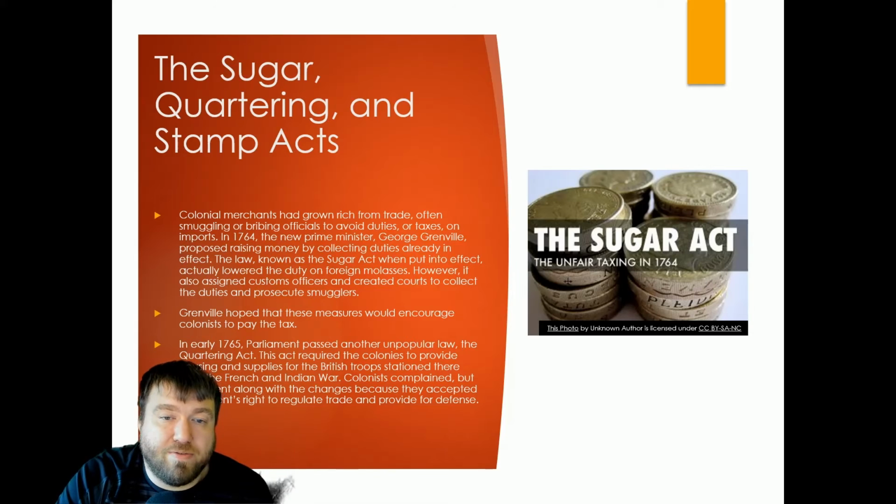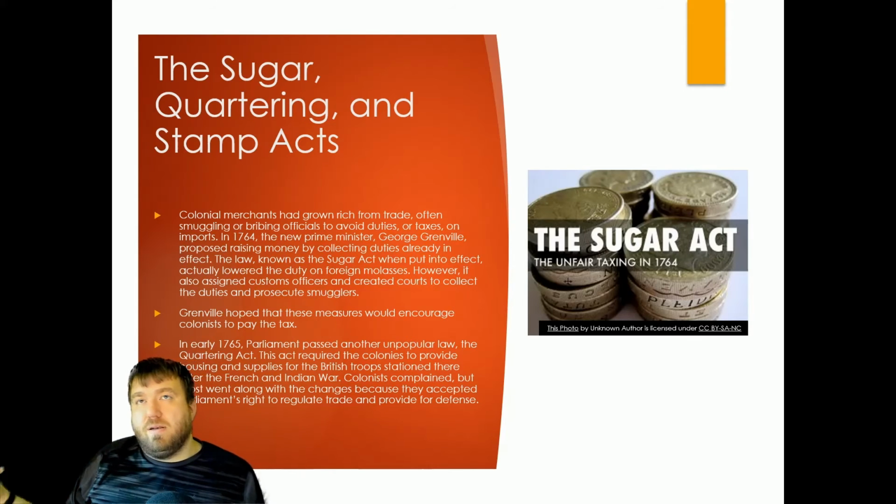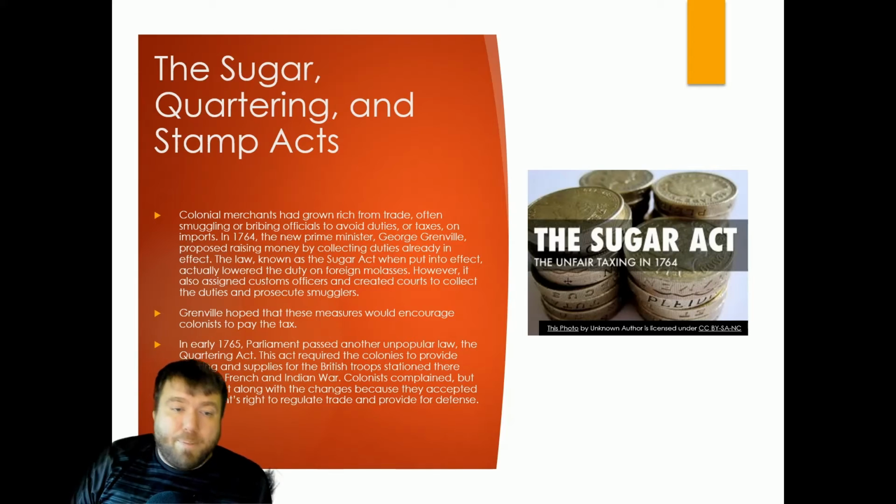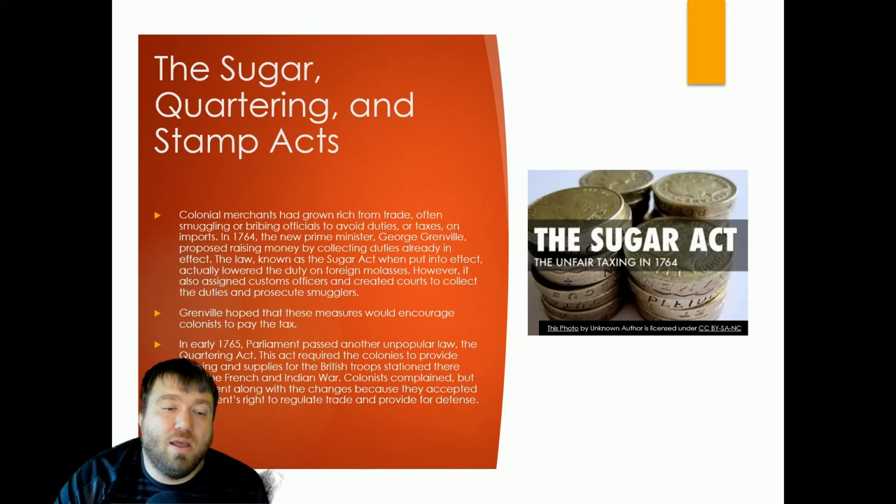Colonial merchants had grown rich from trade, often smuggling or bribing officials to avoid duties or taxes on imports. In 1764, the new Prime Minister George Grenville proposed raising money by collecting duties already in effect. The law, known as the Sugar Act when put into effect, actually lowered the duty on foreign molasses. However, it also assigned customs officers and created courts to collect the duties and prosecute smugglers. So these were already technically legal, but they just weren't really being enforced, and there was nothing that was stopping smugglers. Grenville hoped that these measures would encourage colonists to pay the tax.